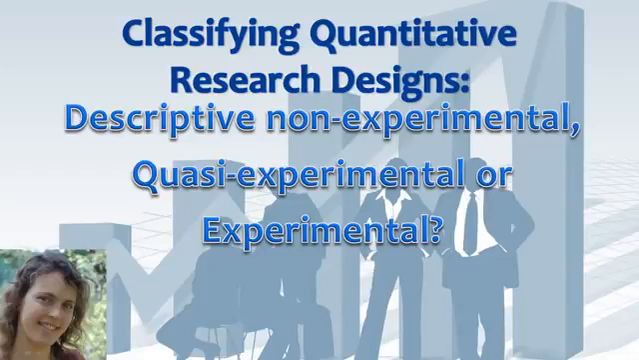Students often have difficulty classifying quantitative research designs. In quantitative research, designs can be classified into one of three categories: descriptive non-experimental, quasi-experimental, or experimental. To identify which of these designs your study is using, follow the steps in this video.